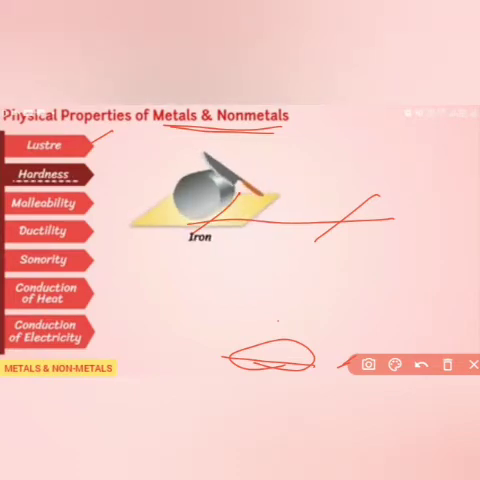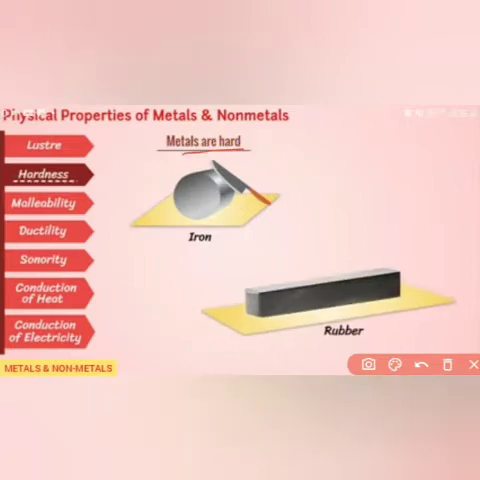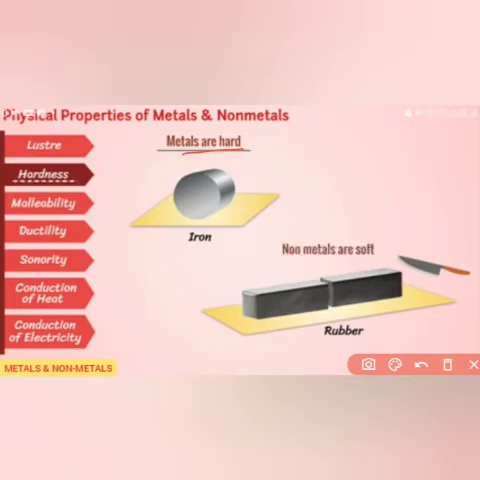Next is hardness. If we cut this iron sheet with the help of a knife, it will be somewhat difficult. Metals are hard, that's why it is difficult. On the other hand, rubber is a non-metal, and if we cut it with a knife, it will be cut very easily because non-metals are soft.